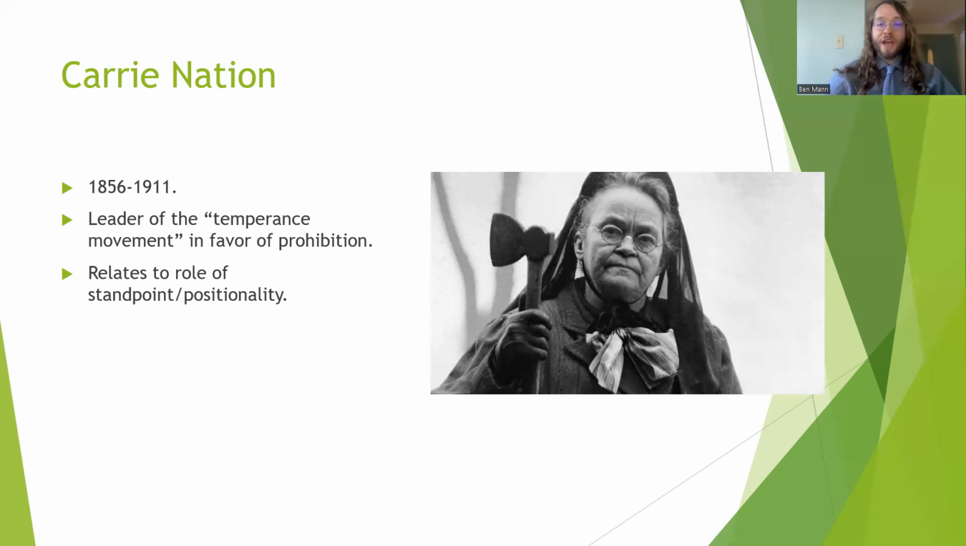Carrie was known for carrying a hatchet and literally going to bars and destroying all the containers of alcohol that she could find. And it's an interesting example of using this theory to understand the standpoint and situated knowledge that Carrie had that lets us think about a new perspective on this issue. Prohibition, of course, doesn't work, as we found at the time, but its advocates were doing so from a variety of perspectives, such as this one.